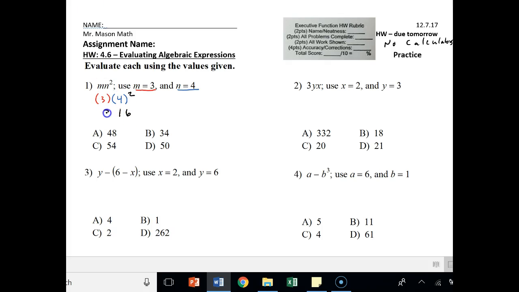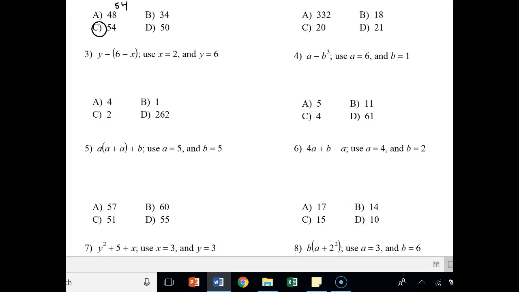And then we bring down a 3 times 16. 3 times 16 is 54. You could keep the 3 in the parentheses, it would still mean multiplication, but 54 is your answer. I'd pause right now and try and do number 2.